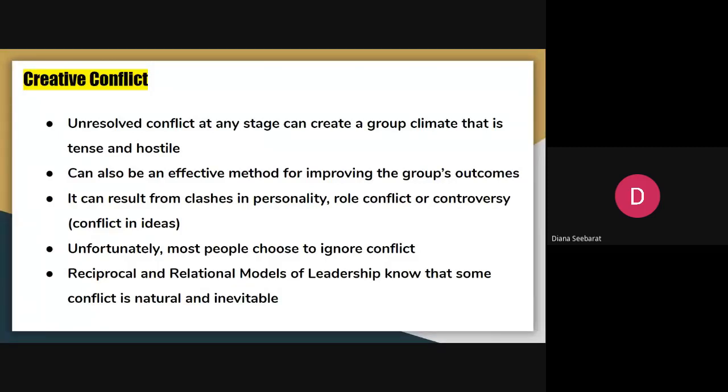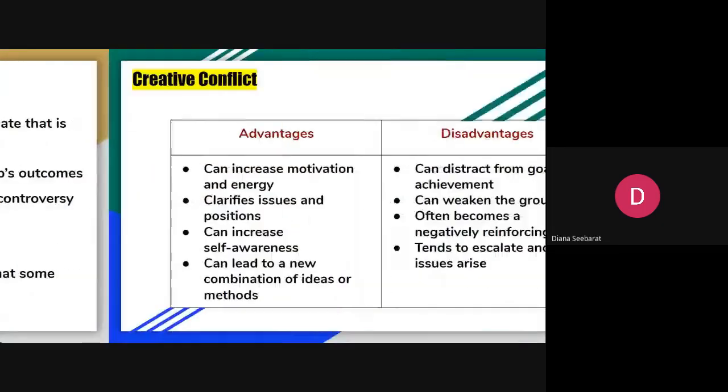And according to the reciprocal and relational models of leadership, it can be known that some conflict is natural and inevitable. In most groups that you will be in your life, there will be conflict, either small or big. It might not include you, but other members in the group could be part of the conflict. So, surprisingly, there are advantages in conflict, and these are on the next slide.